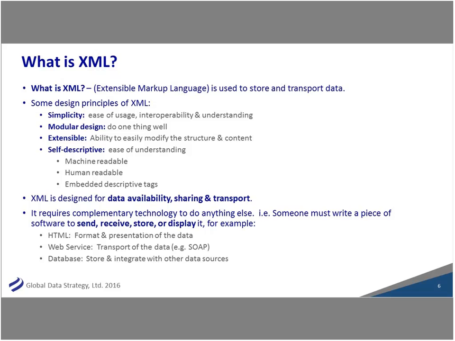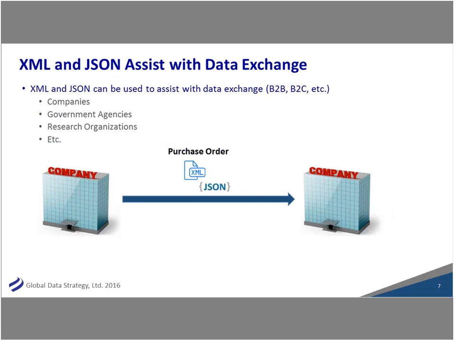The other idea is to make it extensible, so you can easily modify the structure and content, and also self-descriptive. So not only can it be machine-readable, but a human can read it. And if you ever open up an XML file, I'm sure you can basically understand it, because it has these things called an embedded descriptive tag. We'll talk more about this. This was a pretty big deal, especially when it first came out. Think of things like object-oriented programming, or some of the designs at the time, still around, where you're mixing the code directly with the data, or things like the mainframe, where it's a big top-down design. This was pretty revolutionary, and in preparation for this, I did some research that we'll talk about in a bit. But the big idea here is that it exists with things like data exchange, right?